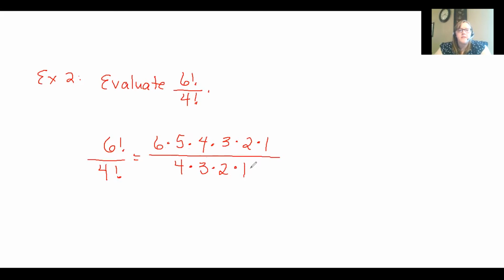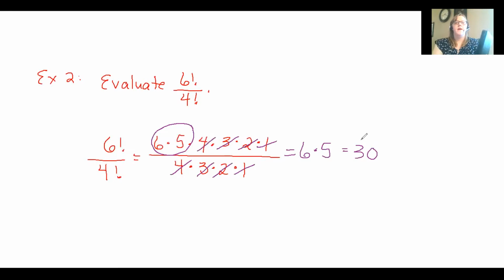All right, so now what we want to do is cancel out everything we can. So we see there's a 4 in the numerator and in the denominator. There's a 3 in the numerator and the denominator. There's a 2 in the numerator and a 2 in the denominator. And there's a 1 in the numerator and a 1 in the denominator. So that means after we finish canceling all of those out, all that's left is this 6 times 5 in the numerator, which we know is 30.